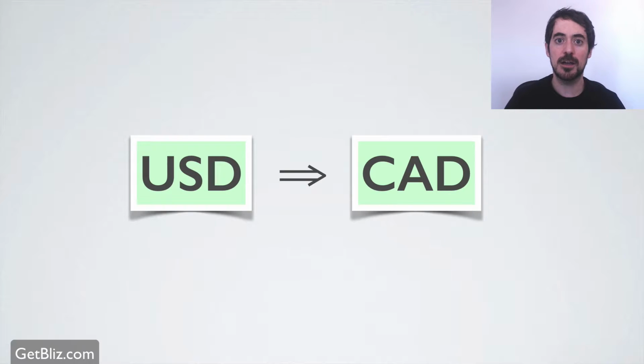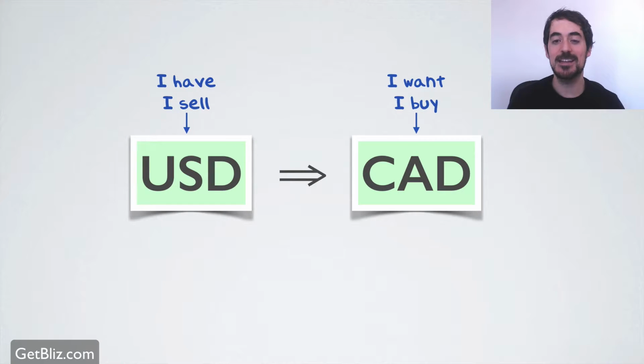Now, let's talk about money coming into Grumo Media, my company. Most of it comes in US currency. What I want to do is transfer US currency to Canadian currency. So what I have when I get paid is US dollars. So I'm going to sell US dollars, and I want Canadian dollars, so I'm going to buy Canadian dollars.